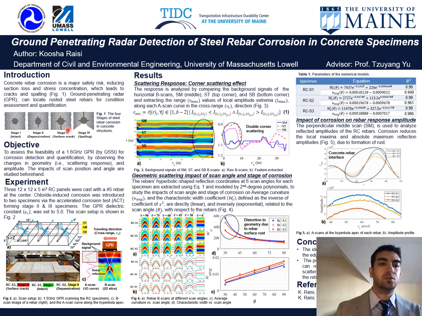So in order to do so, we set an experimental grid. We have 3 specimens. We casted them back in 2017, and they're 12 by 12 by 5 inches. They're RC panels. They all have the same size of rebar at their center, and 2 of those specimens were used in the accelerated corrosion test in a controlled laboratory environment at UMass Lowell, and 2 of the specimens reached stage 2 and stage 3 of corrosion respectively.